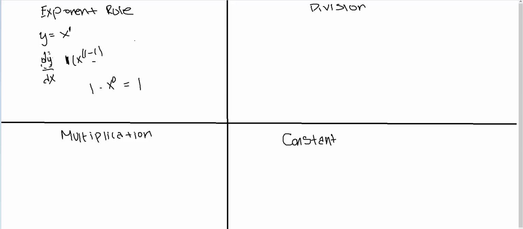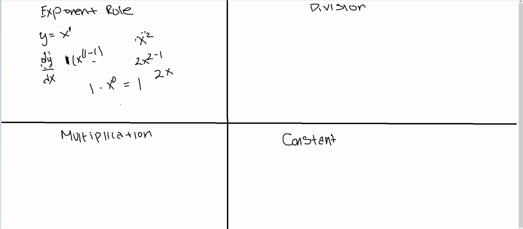Similarly, we can have something like x squared, and we will bring down the 2 in front when we take the derivative. We will put the same variable, and we will subtract the constant by 1. So the derivative of x squared is actually equal to 2x.